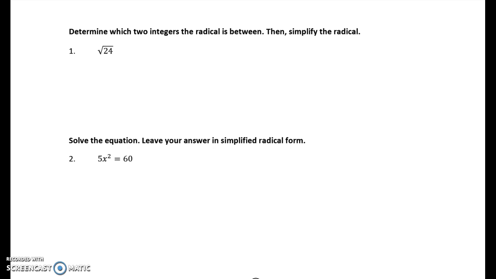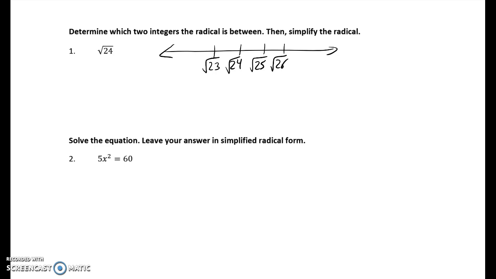Here we go. Determine which two integers the radical is between, then simplify the radical. Okay, so I'm looking at square root of 24. And one of the things I oftentimes think about is this number line, right? I know where 24 falls normally, just plain old 23, 24, 25. I know it's between 23 and 25, right? The question is, well, where does square root of 24 fall, if those are all square roots instead of just regular whole numbers?